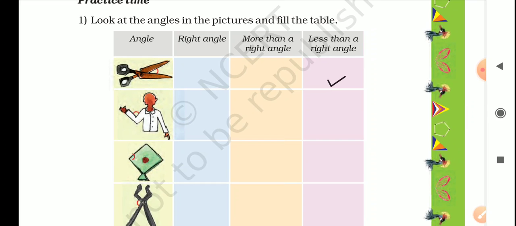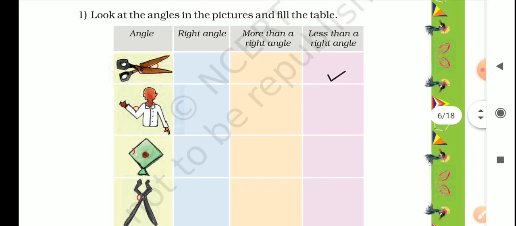And the moral of the story we got is that when the angle changes, the shape changes so much. Related to that topic, we solved one practice time question, and I gave you homework. I hope that you have done that homework carefully and marked the angles properly.